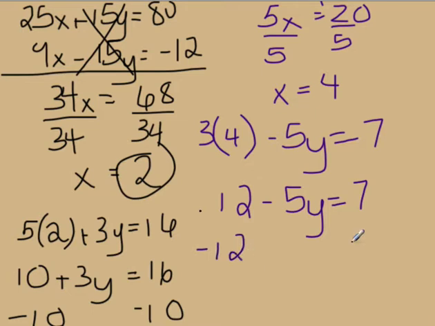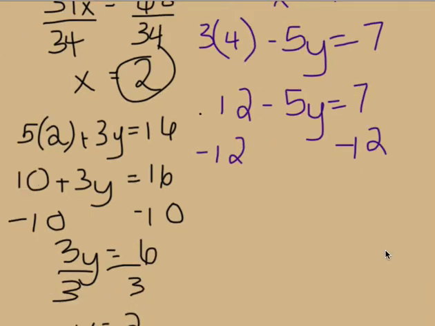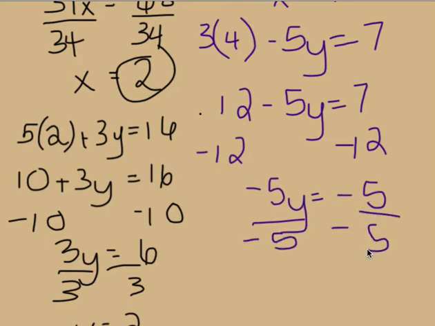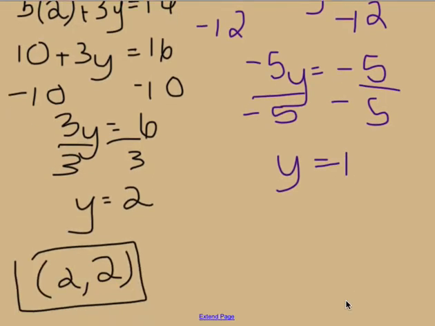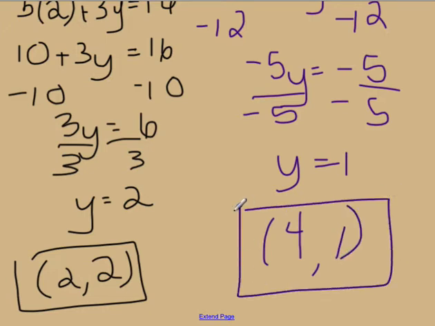Subtract 12 from both sides. And then I get negative 5y is equal to negative 5. So then I'm going to divide both sides by negative 5, since that negative 5 is being multiplied by the y. And I get that y is equal to 1. So I'm going to write it out as my coordinate point, first my x and then my y. So the answer for number 2 is (4, 1).